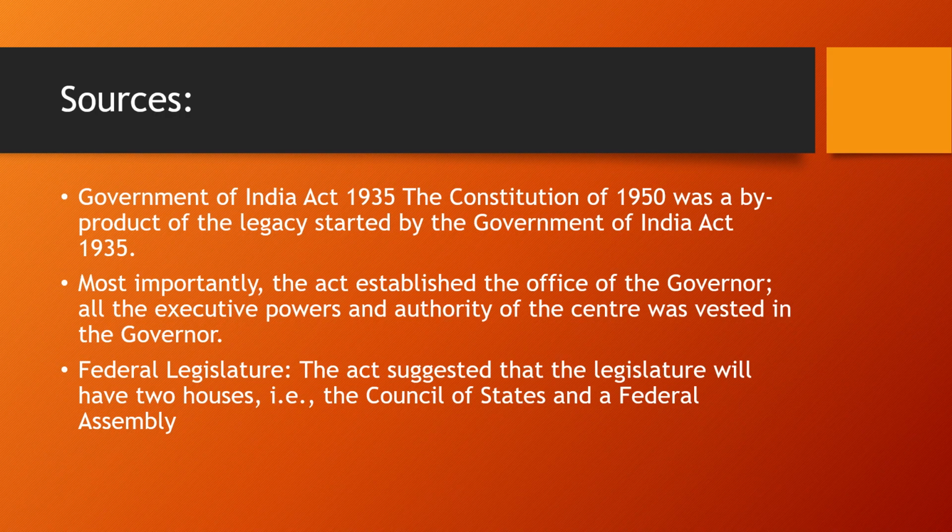Federal legislature, the act suggested that the legislature will have two houses, i.e., the Council of States and a Federal Assembly. That means there will be a division of powers. Central government, or also referred as the union government, will always have a higher power or will always overpower the state government. And during the time of emergency or in president's rule time, union attains more power. So that is basically federal legislature.